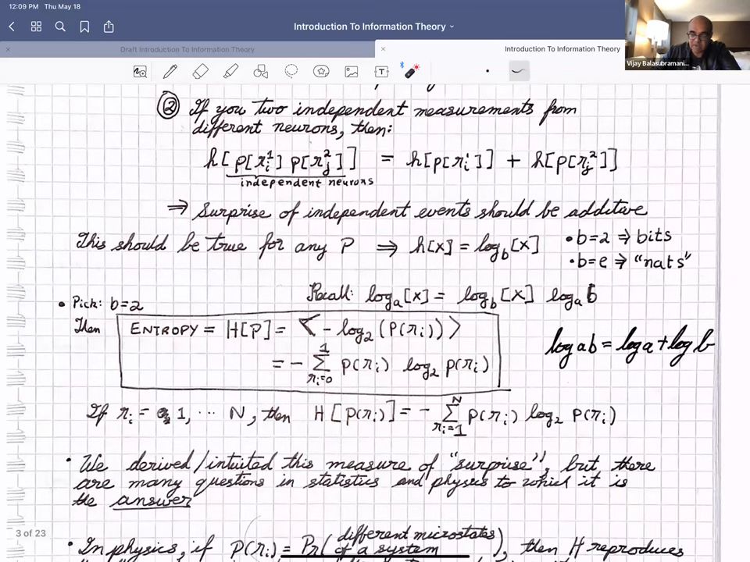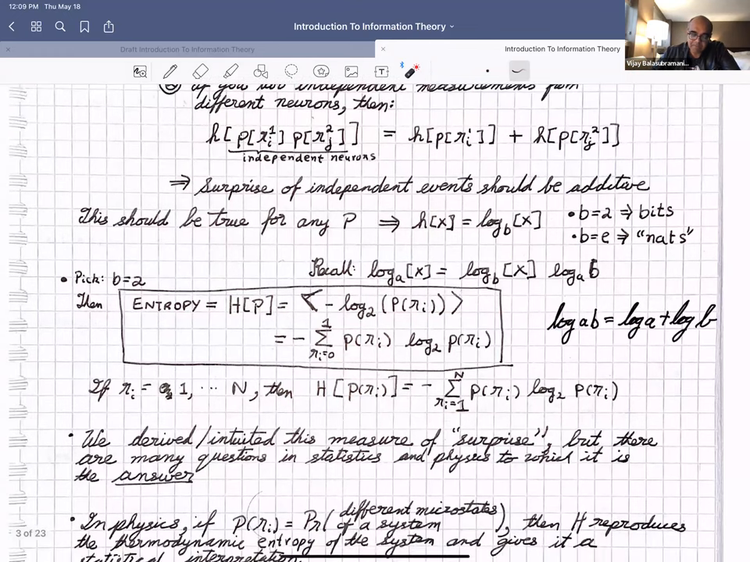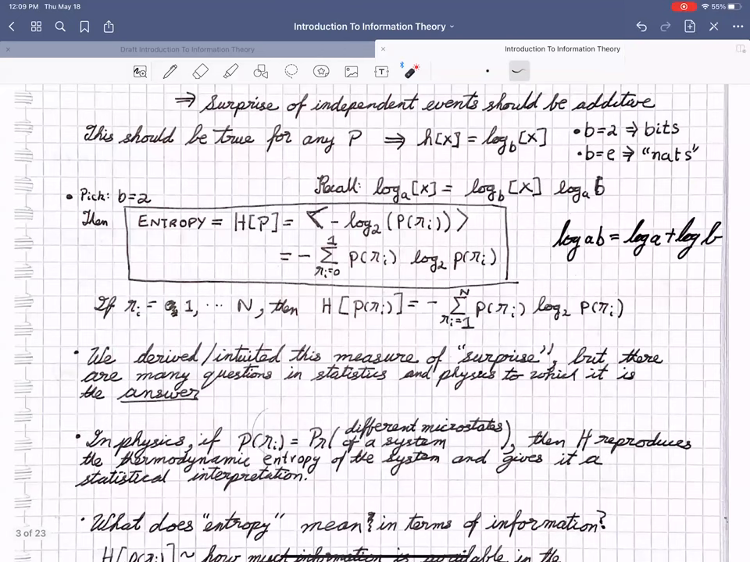Now, this was a heuristic derivation. We kind of intuited this definition as a measure of surprise. But, you know, the way in which people come up with definitions of anything is that you have to guess a formula that would probably do the job for you. And then you ask yourself whether the formula is useful. And it indeed turns out that the entropy, this thing, is the answer to many questions in statistics and physics. So rather than coming up with it in this heuristic way, we could have instead asked many kinds of statistical questions, and the answer would have turned out to be the entropy. So we'll talk about that in a minute. And just as a connection to the physics.